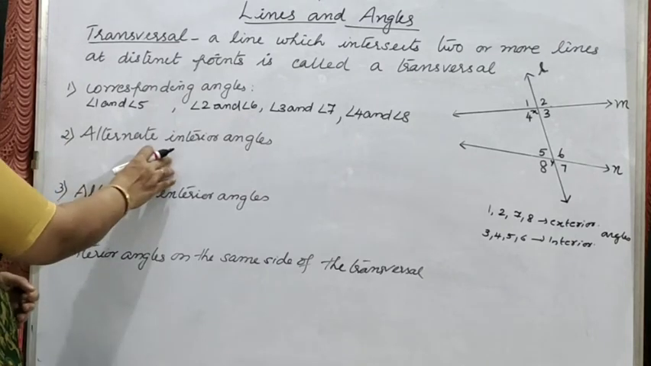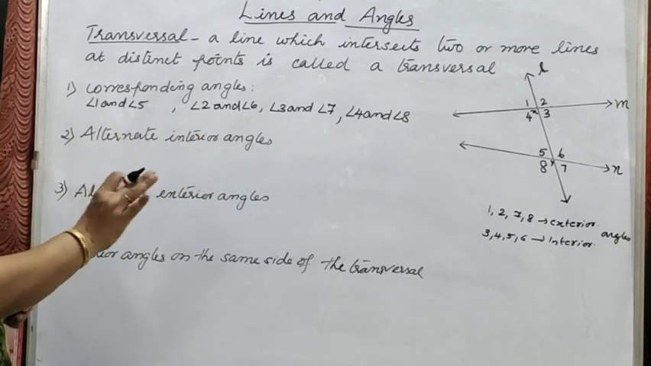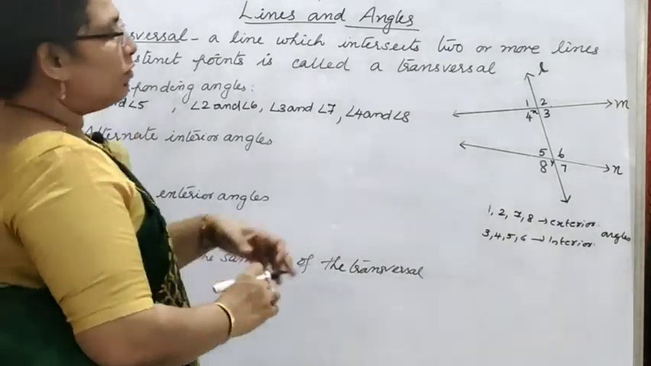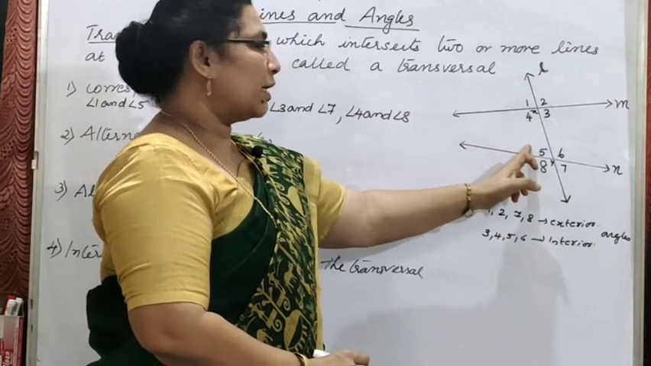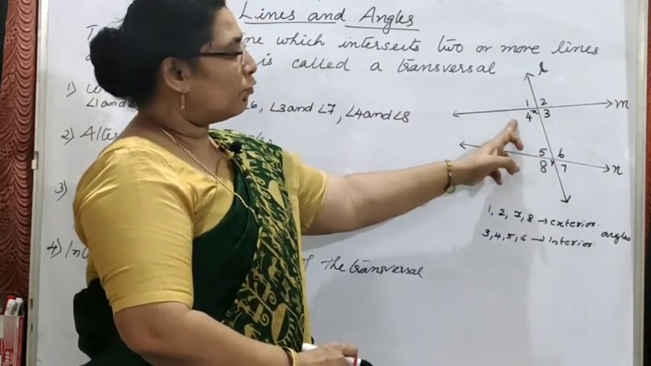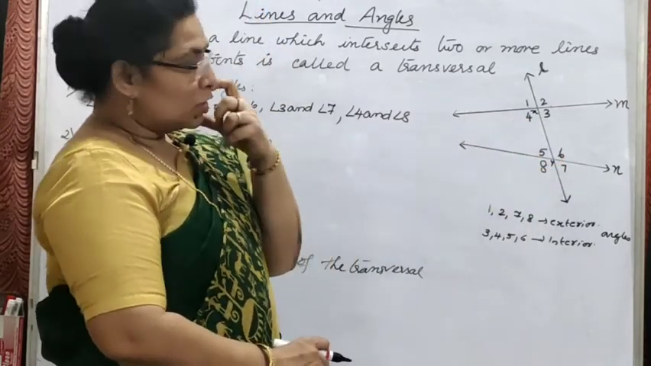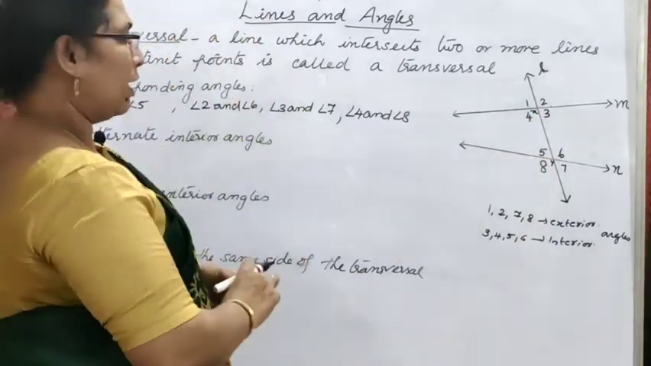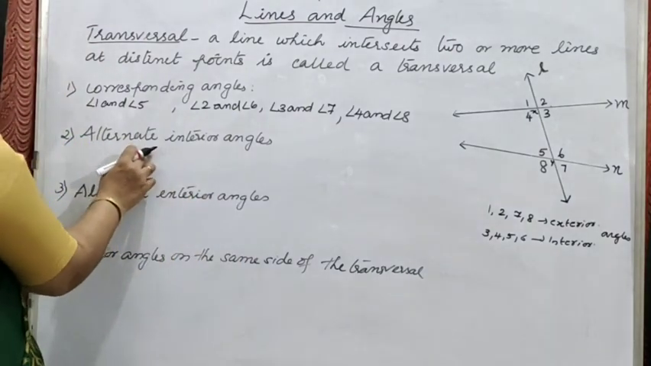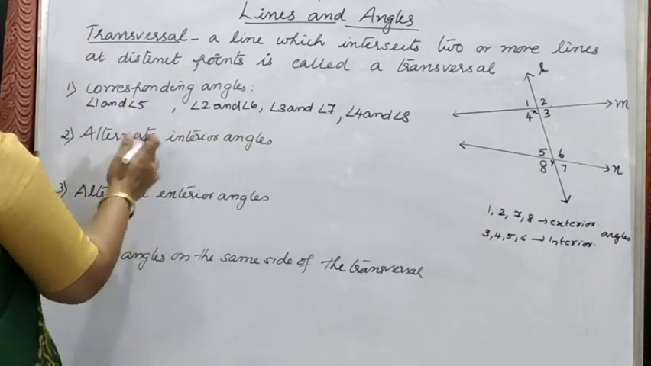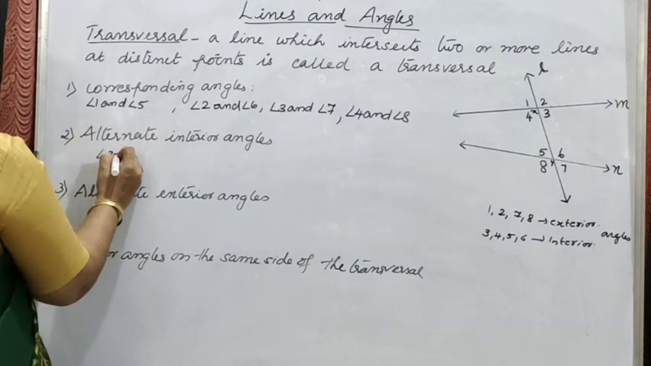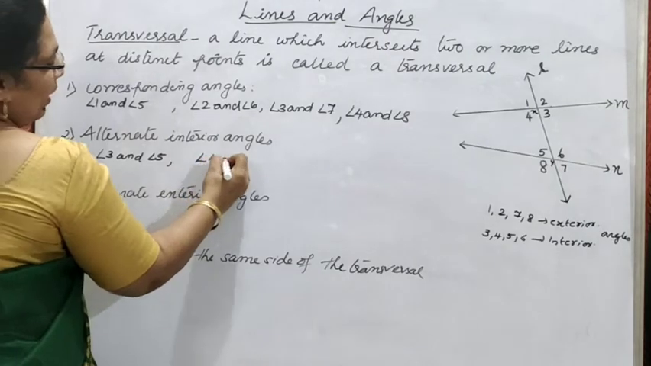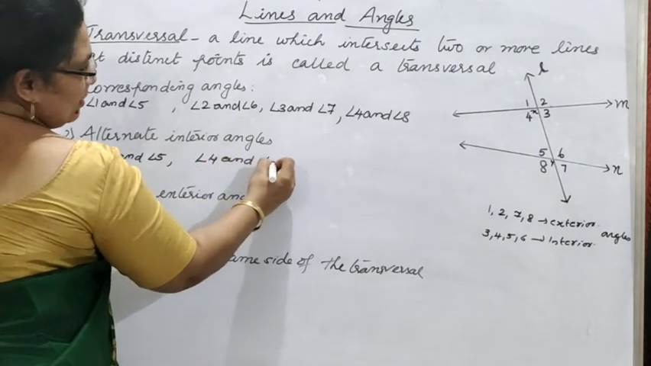First it should be an interior angle. How many interior angles are there? 3, 4, 5, 6 only. Now alternate, not on the same side. So if I am taking 3, on the next side it is 5. If I am taking 4, it is 6. So for alternate interior angles, we already know that 3, 4, 5, 6 are the interior angles, but it should be alternate. One from the left side means the other from the right side. So angle 3 and angle 5. And the next pair? Angle 4 and angle 6.